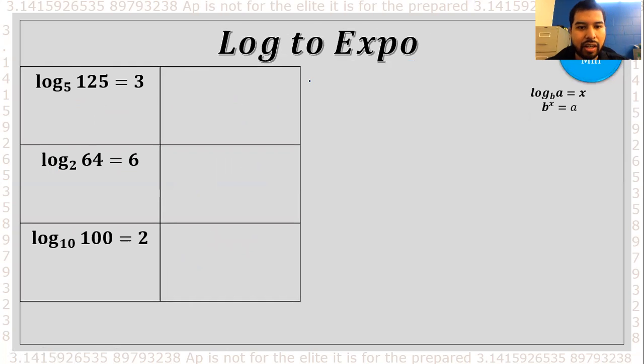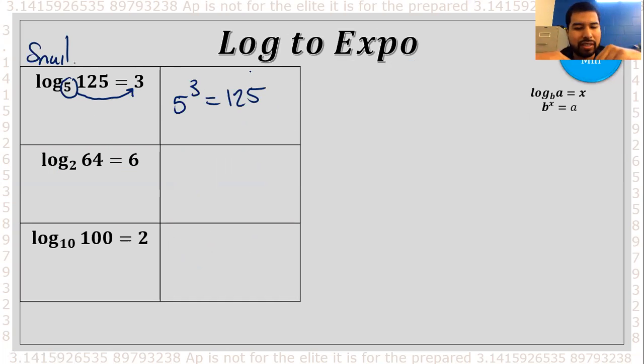Here we have logs to exponentials, and we're going to do the same thing, except now you can use the snail method. So students with this one did not struggle. They got the 5, and it became the base of the 3. So I have 5 to the 3 is equal to 125. And by now, guys, you should have a couple of these memorized, or you can go ahead and do the algebra. 5 times 5 is 25, times 5 is 125.